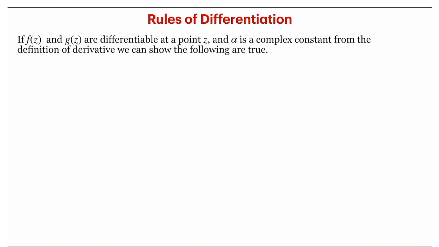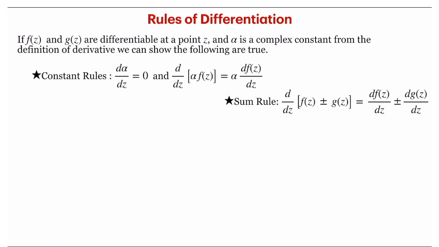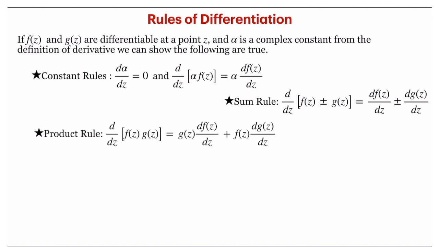If f of z and g of z are differentiable at a point z on the complex plane, and if alpha is a complex constant, then the derivative rules are given by this. First rule is the constant rule. The derivative of a constant is 0, that we know. The derivative of a constant multiplied by a function is that the constant simply comes out. The sum rule is a linearity property, which always has to be valid because differentiation is a linear operation.